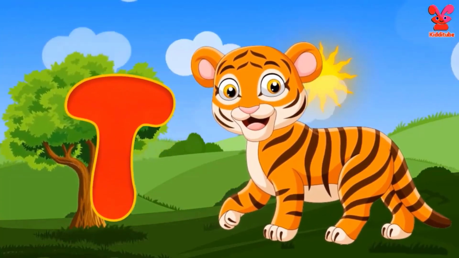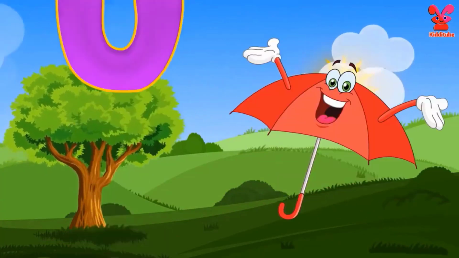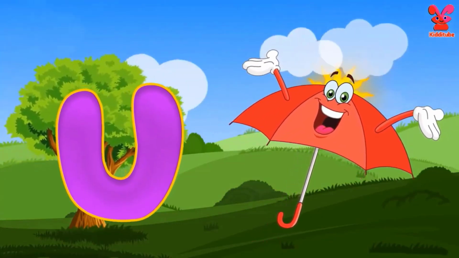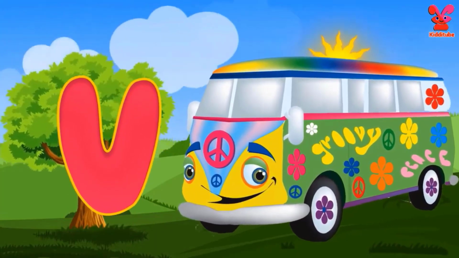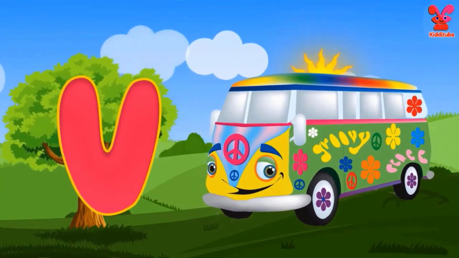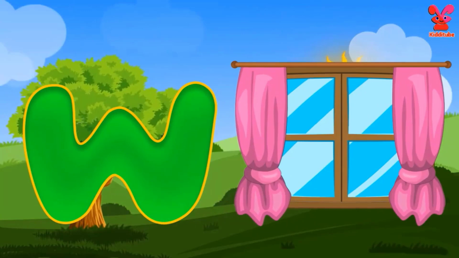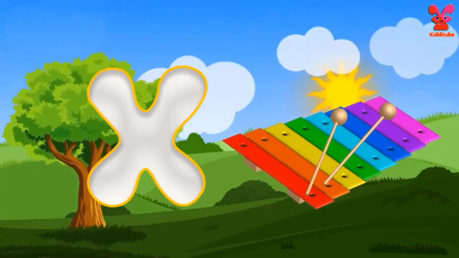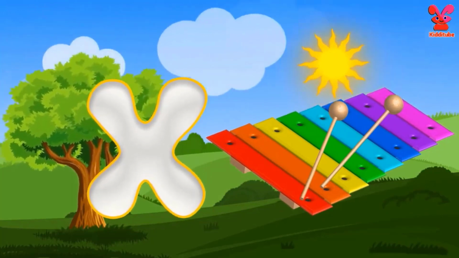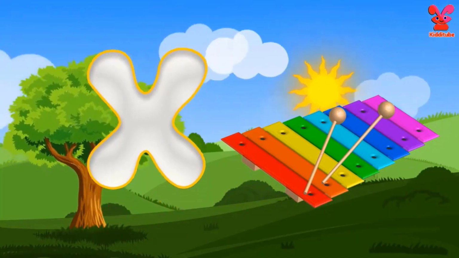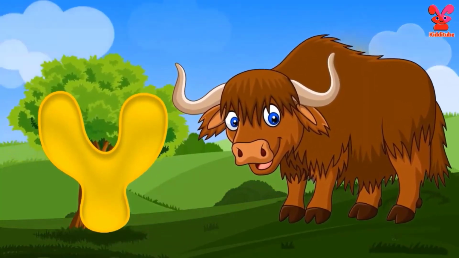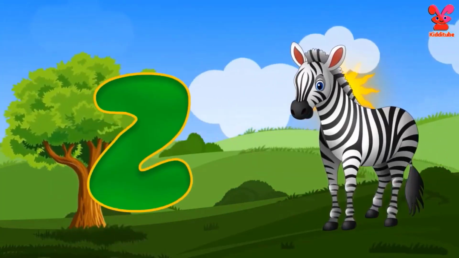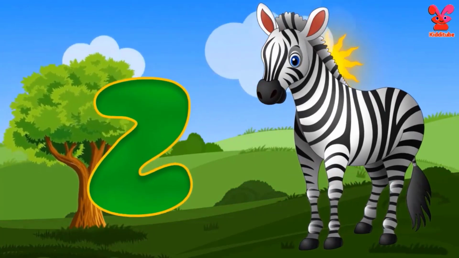T for tiger. U for umbrella. V for van. W for window. X for xylophone. Y for yak. Z for zebra.